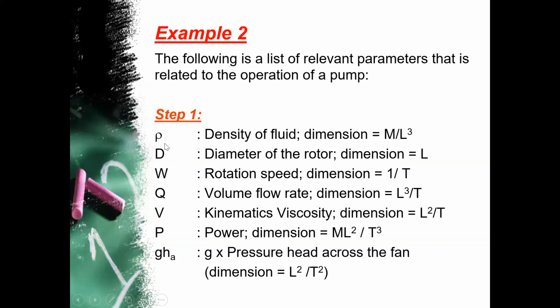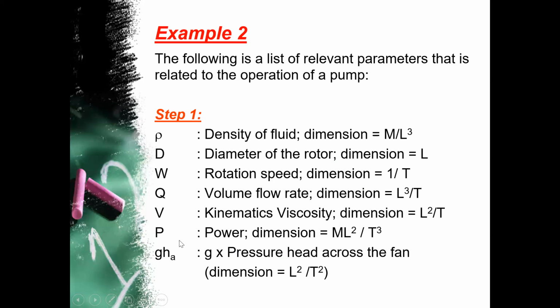So let's say rho, you know what rho is, density, and diameter. This one is rotation speed, which is per hour. Maybe you're not very familiar with volume flow rate. Q is equal to volume over time. It's not velocity, it's a volume. Then we have kinematic viscosity. This is different from the viscosity that we encountered previously, because the previous one is absolute, which we call dynamic viscosity. So this is kinematic viscosity, which is different. Take note of this.